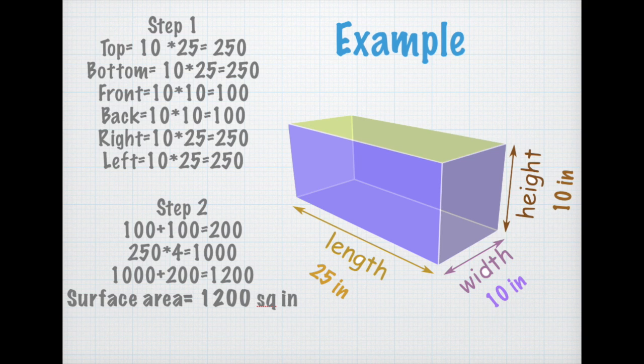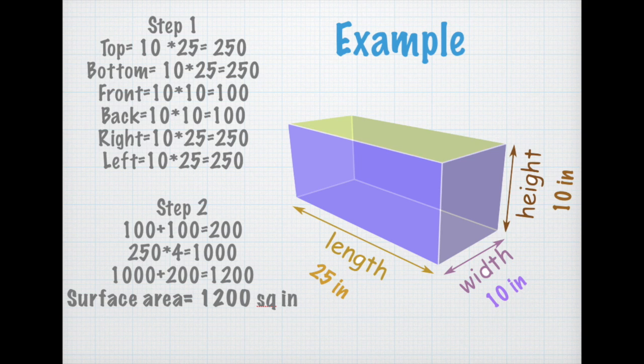Alright, so step 1, we need to find the area for each side of our 3D shape. I'm going to start with the top, and I notice that the width is 10 and the length is 25. Those are going to be the same dimensions for the top as they are for the bottom. So the area for the top will be 10 times 25, which is 250. The bottom is going to be identical to that, so that will also be 10 times 25, which is 250.